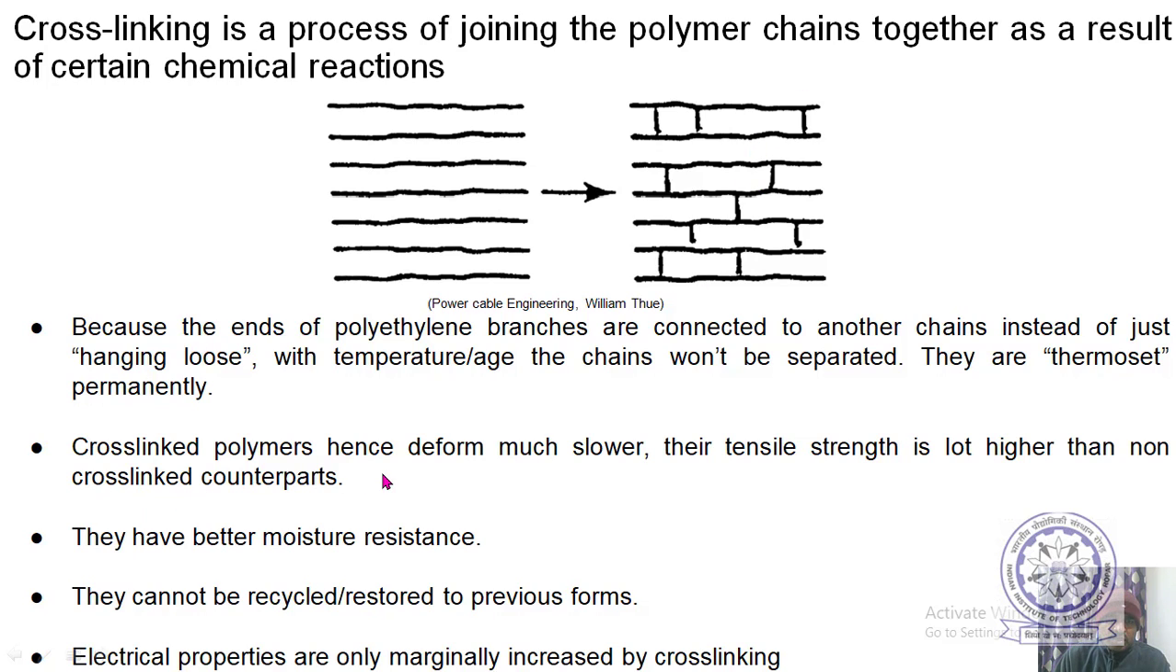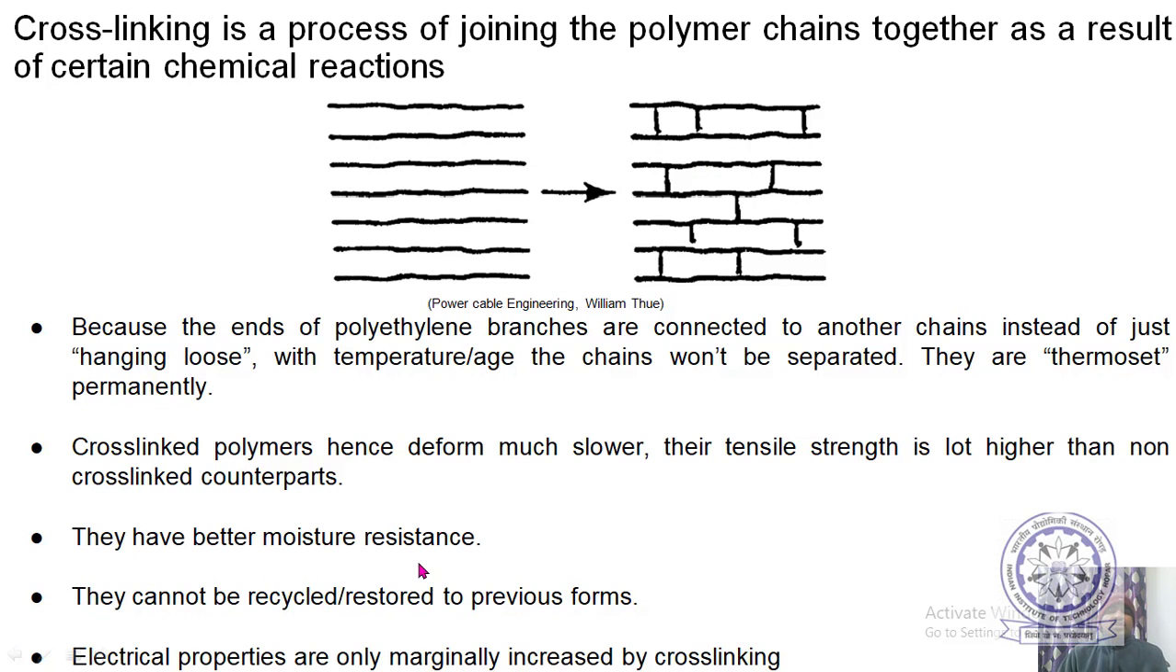Now, cross-linked polymers deform much slower. They don't deform normally actually. Practically, they don't deform. Even if you heat the cable, they don't melt and they don't change the shape of the cable. So, their tensile strength is a lot higher than the non-cross-linked counterparts. So, high tensile strength is achieved by this structure.